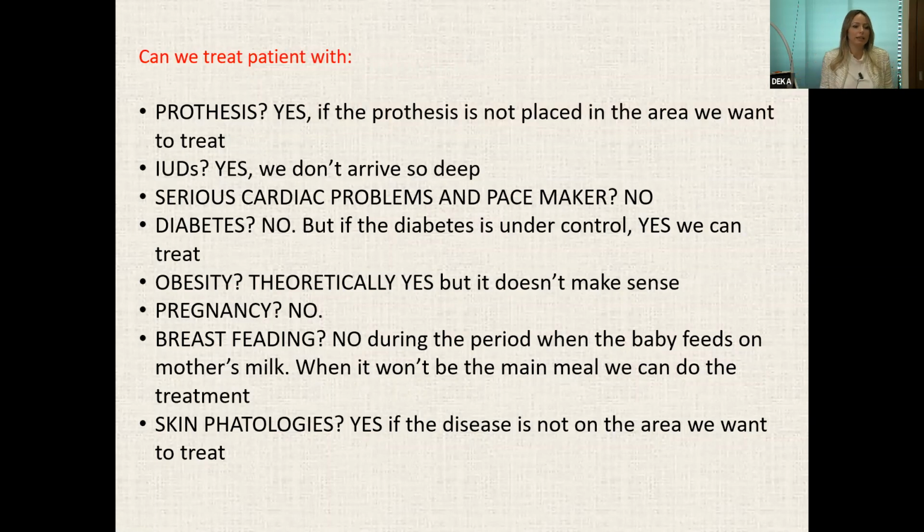Obesity, theoretically, yes, we can do it, but it doesn't make sense, because remember that we are using a body contouring device. So we normally treat very small areas of the body. For that kind of patient, I normally prefer to suggest they lose weight, and after we can perform the treatment. Pregnancy, no. Breastfeeding, not during the first period. Skin pathology, yes, if the disease is not on the area that we want to treat.